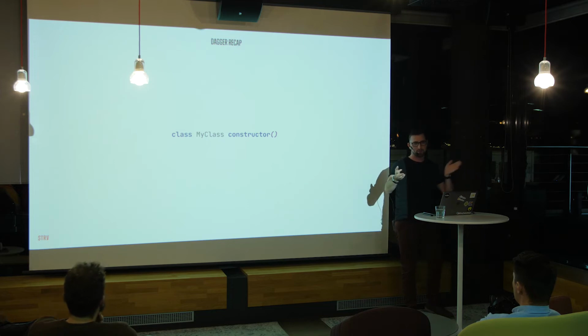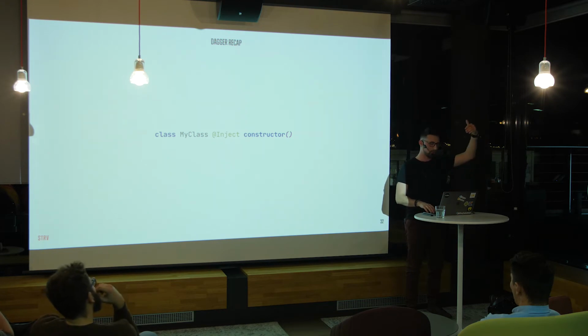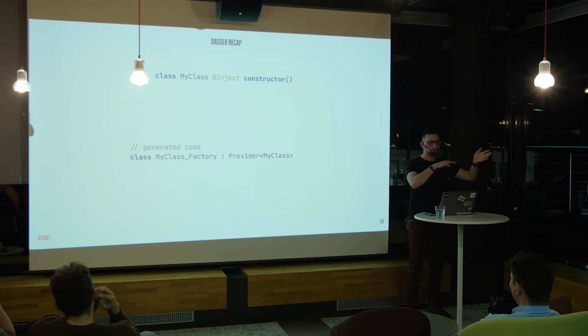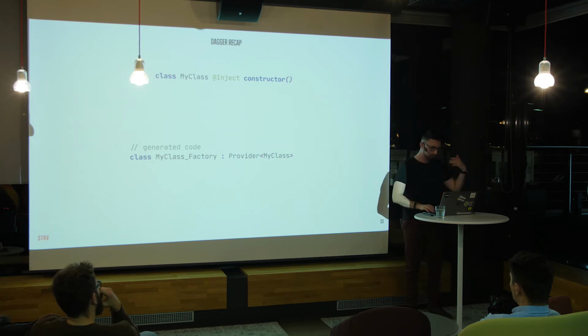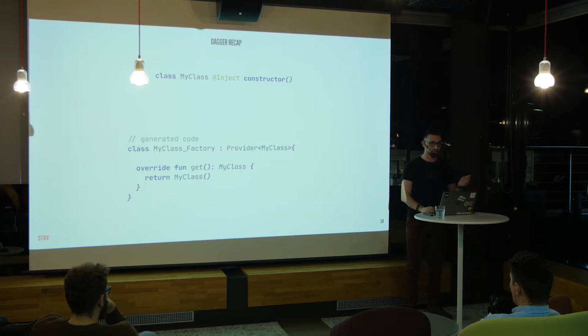So in Dagger, you have your class, MyClass. You annotate it with the Inject annotation. And Dagger is basically mostly an annotation processor with a couple of magic tricks behind the scenes. It will find the class annotated with Inject, and it will generate something like MyClass_Factory, which implements Provider of MyClass. And obviously it overrides the method get, as I was saying. And since we don't have any scope or anything, it's going to just return a new instance.